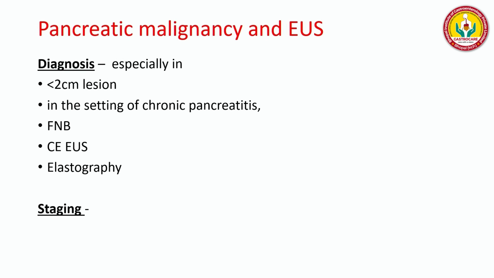Now the exact role of EUS in pancreatic malignancy and staging. Pancreatic malignancy using EUS is especially useful when the lesion is less than 2 centimeters in the setting of chronic pancreatitis, where there is always a confusion of inflammatory mass versus malignancy. In these kinds of lesions, using the FNB or different techniques like contrast enhancement or elastography, the lesions can be better delineated and given the diagnosis.